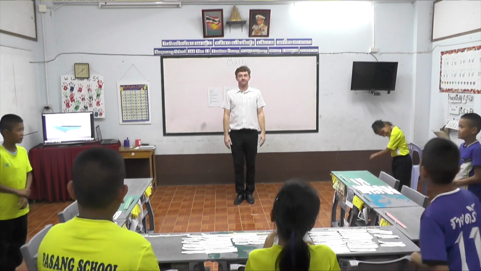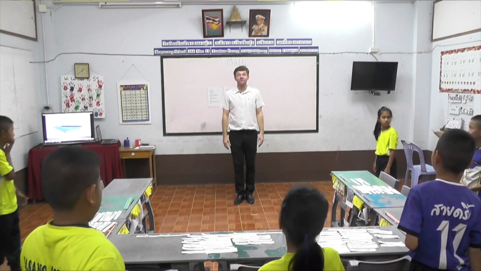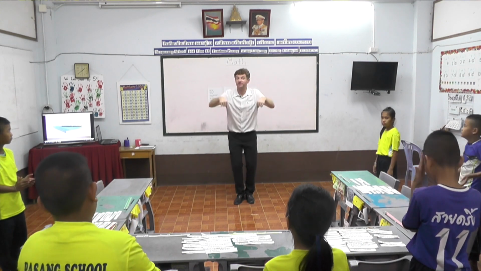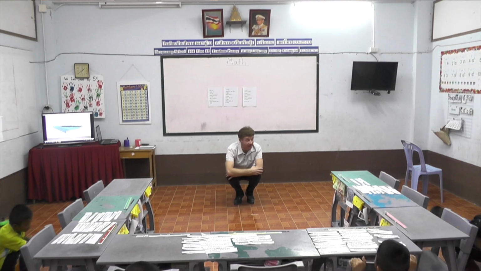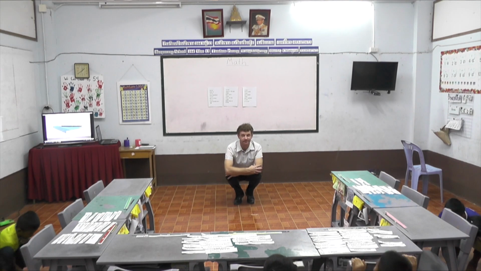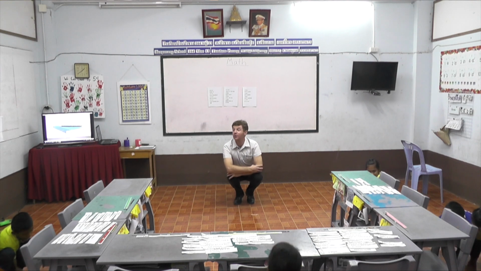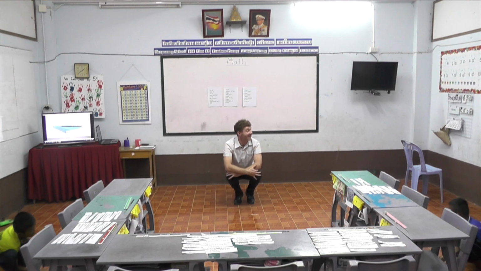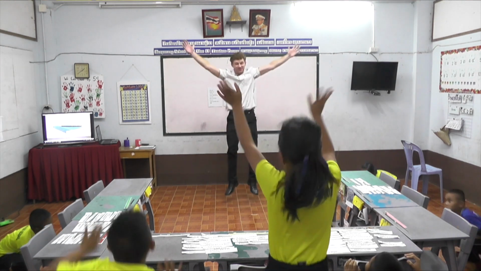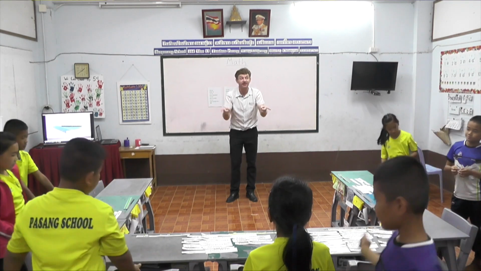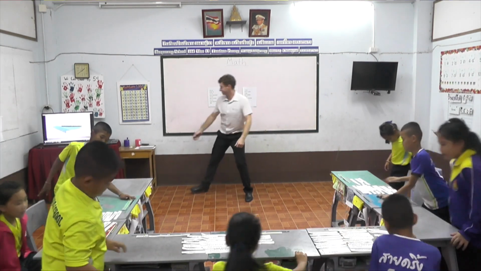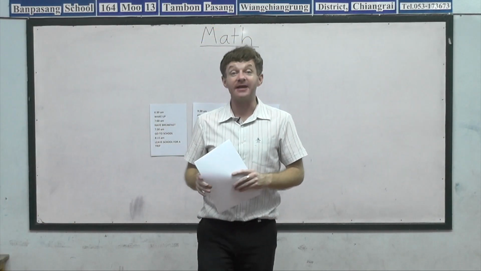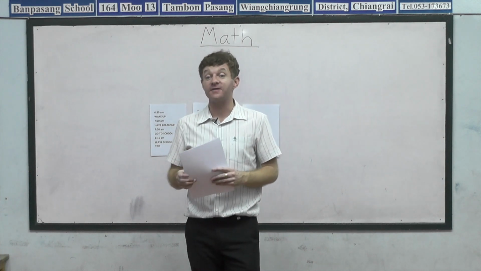Teacher says, stop. Teacher says, 5 claps. 1, 2, 3, 4, 5. And teacher says, into a ball. 5, 4, 3, 2, 1. Jump. Teacher says, jump. Excellent, guys. And teacher says, sit down. And teacher says, it's now time for our worksheet activity.